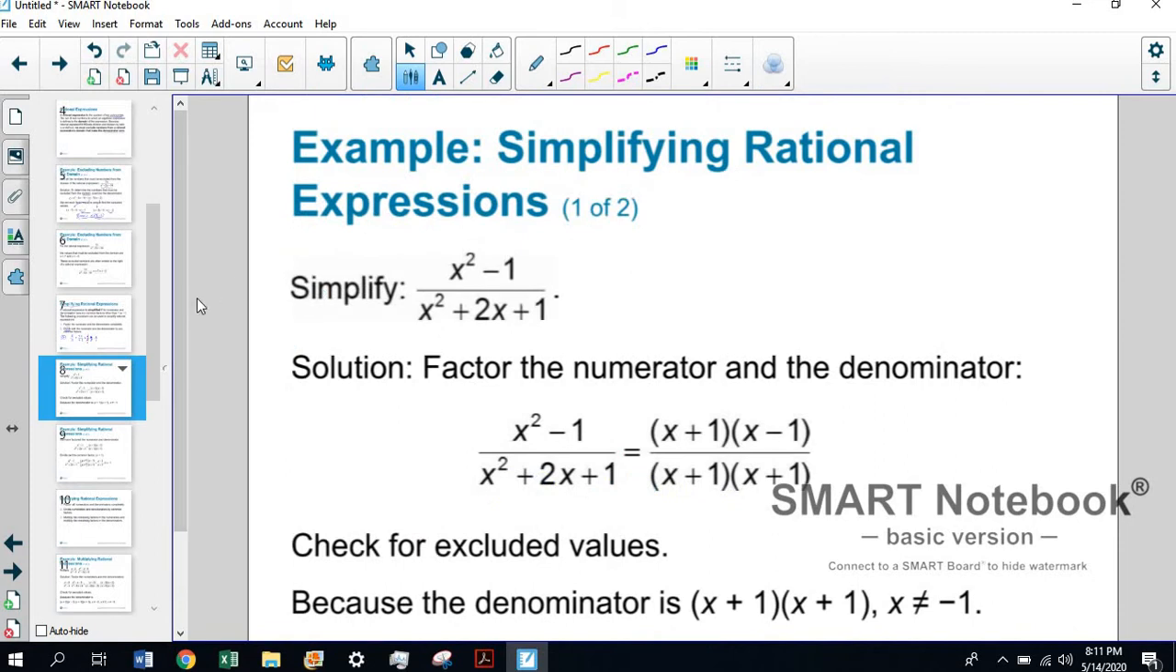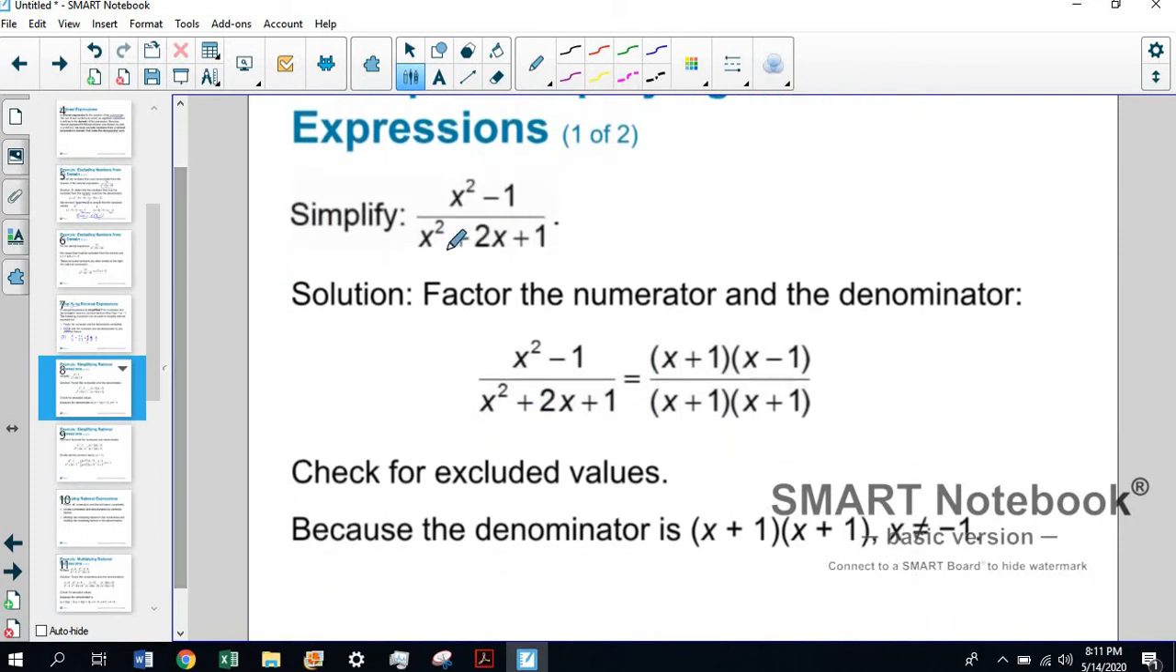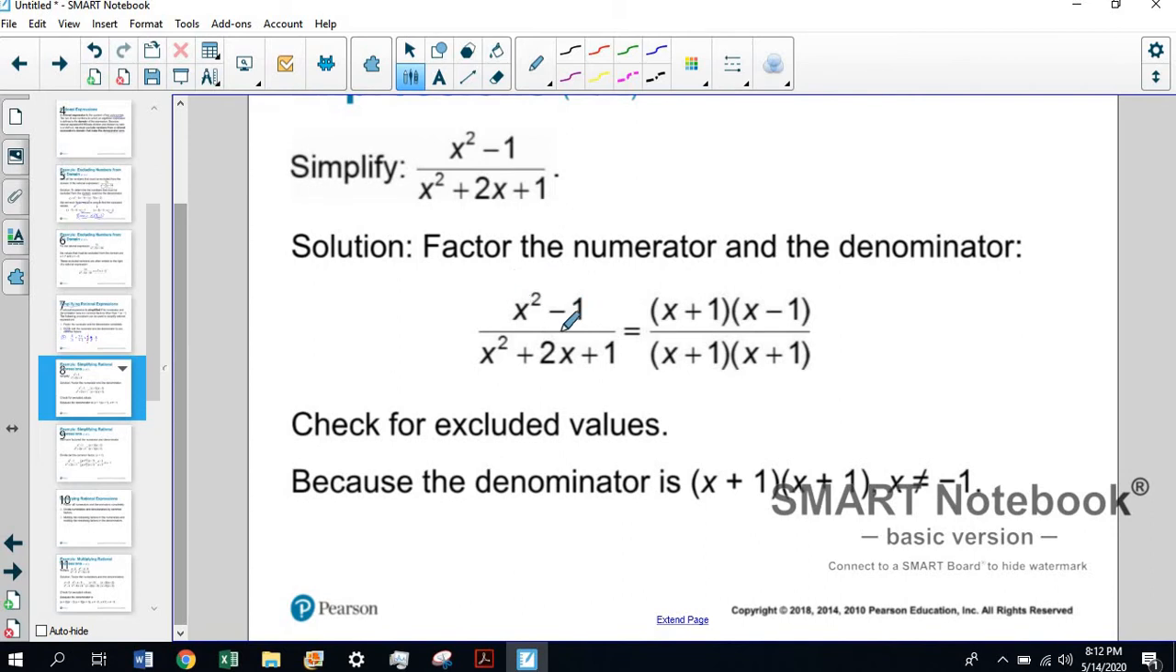And so when you take a look at this algebraic expression, (x squared minus 1) over (x squared plus 2x plus 1), all right, well, what happens? We factor the numerator. The numerator is a difference of squares that factors into (x plus 1)(x minus 1). The denominator factors into (x plus 1)(x plus 1). If you do the math here, 1 plus 1 is 2. That's how we get the middle term.